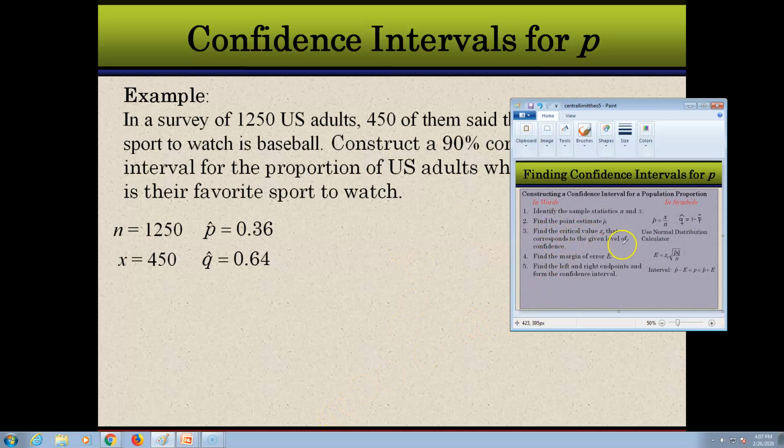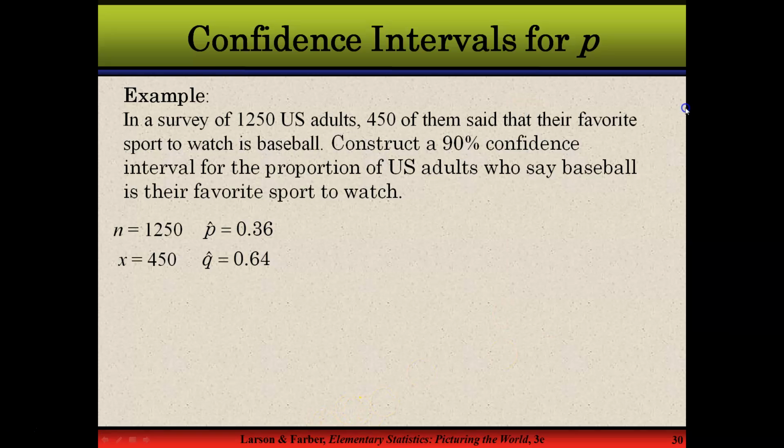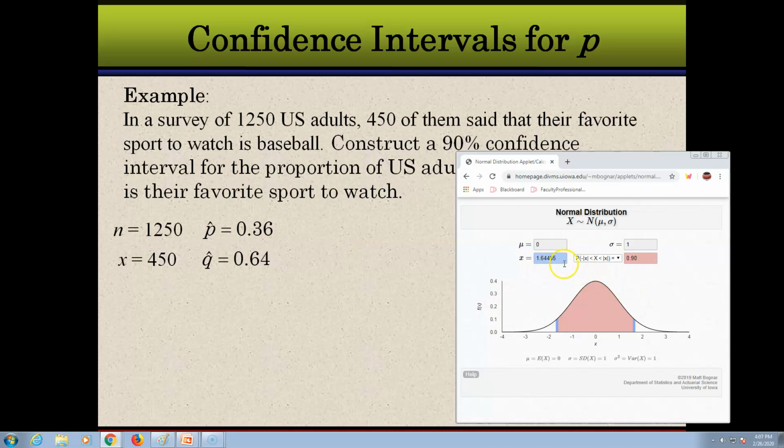Step number three, I'm going to find the critical value, z c. The way we're going to find z c is using the normal distribution calculator, which we did before. Okay, let me get my calculator here. This is the calculator we're going to use, and when you open this calculator, you always have this.